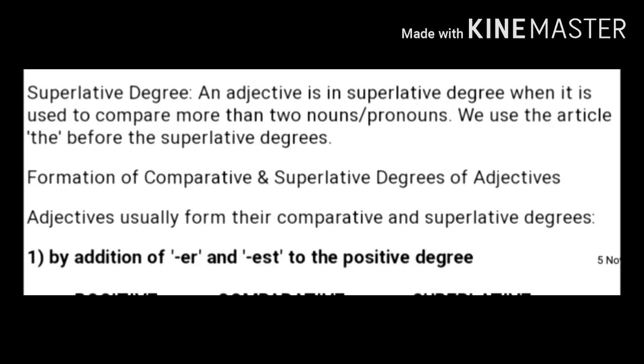Now we'll study the formation of comparative and superlative degrees of adjective. How we are going to use these words. Adjectives usually form their comparative and superlative degrees by adding er and est. When we are using it in comparative degree, we will add er to the original word. When we are writing for superlative degree, we will add est to the positive degree.